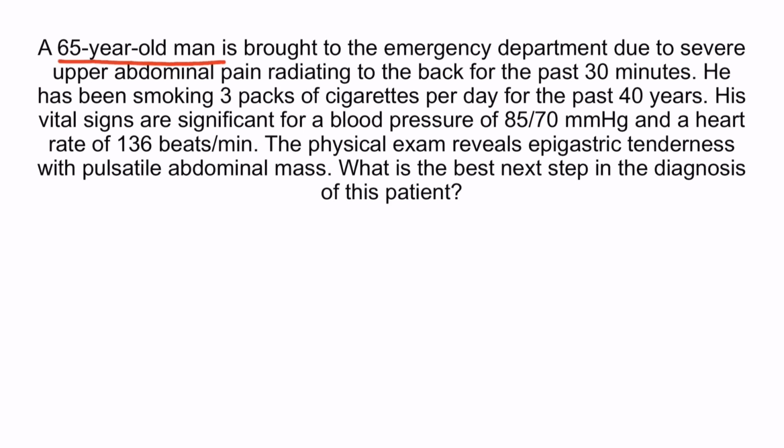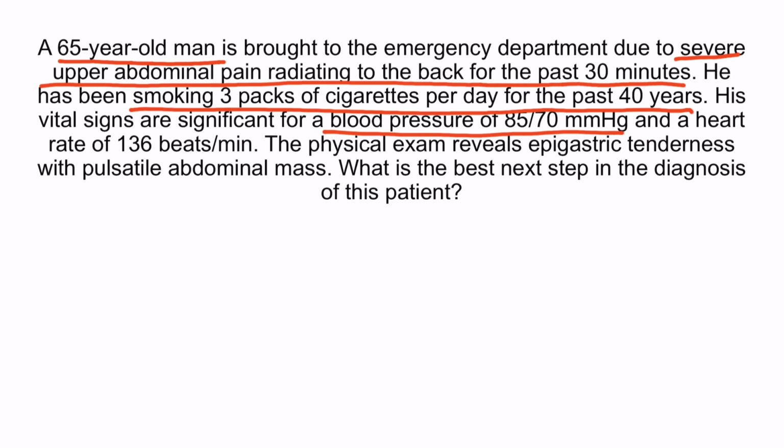This 65-year-old man reports severe upper abdominal pain radiating to the back for 30 minutes. He has had extensive smoking history predisposing him to vascular disease. His vital signs are significant for hypotension with blood pressure of 85/70 and tachycardia with heart rate of 136.